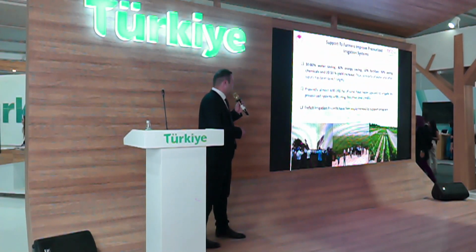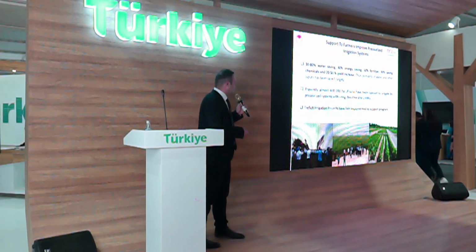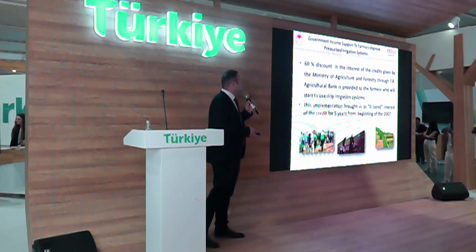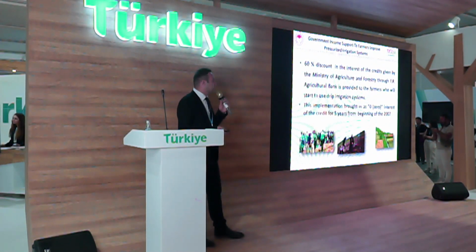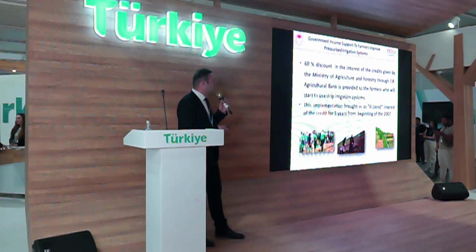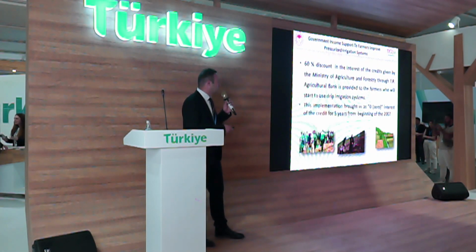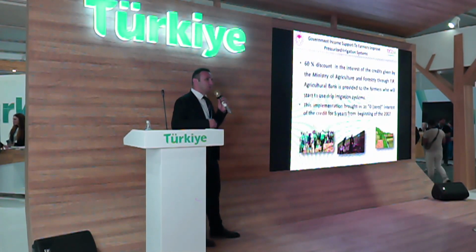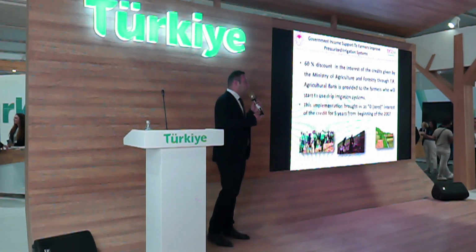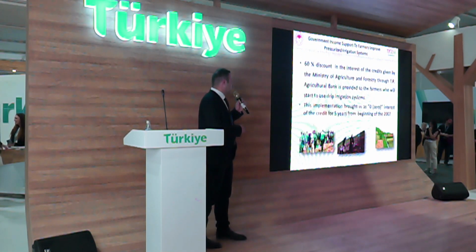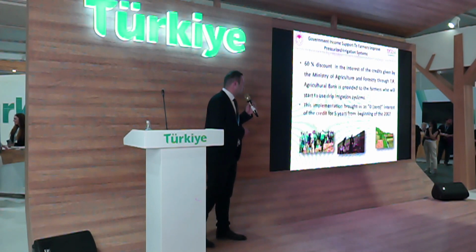You can see in the picture these irrigation systems. And also the government supports the farmers to improve the pressured irrigation system. A 60% discount on the interest of the credits, given by the Minister of Agriculture and Forestry through the Agriculture Bank, is provided to farmers who will start to use the drip irrigation system. We supported the drip irrigation system because of the saved water, and this implementation brought zero interest on the credit for 5 years from the beginning of 2007.